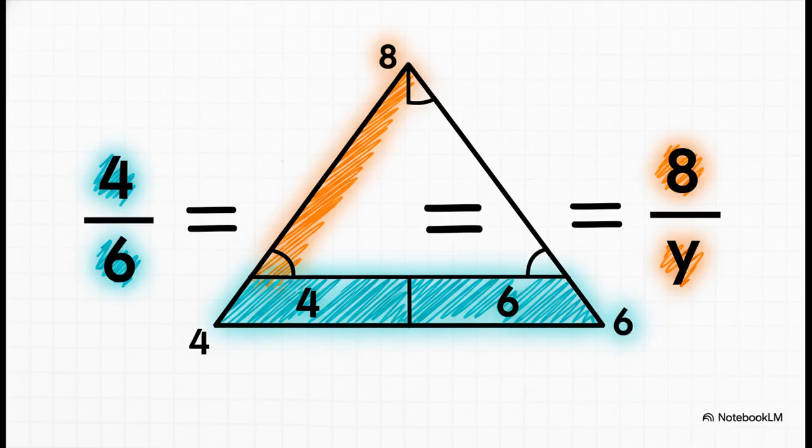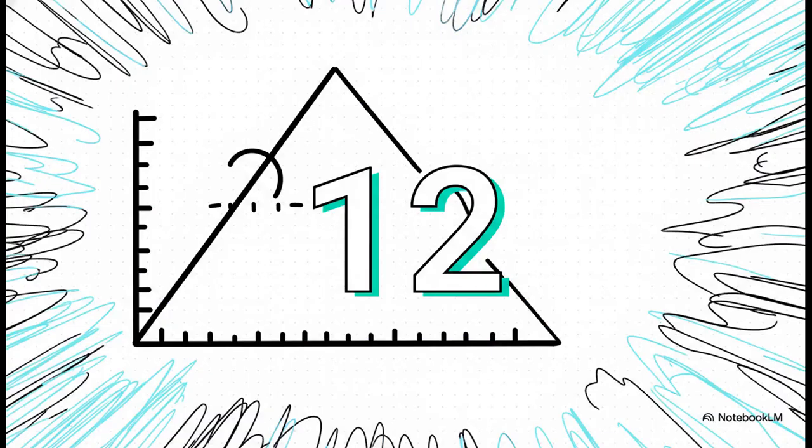The ratio of the segments on the bottom, that's 4/6, is equal to the ratio of the other two sides. Now, you just have to match them up correctly. The segment with length 4 is adjacent to the side with length 8, and the segment with length 6 is adjacent to our mystery side y. So our proportion is 4/6 equals 8/y. We solve for y, and the answer is 12. And just like that, our third tool solved the puzzle. It's pretty amazing, right? It reveals this hidden, predictable connection between a triangle's angles and the lengths of its sides.